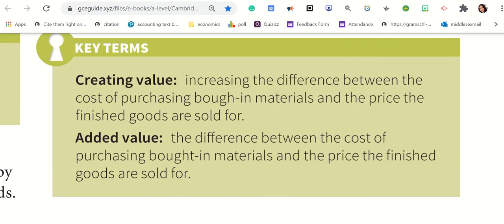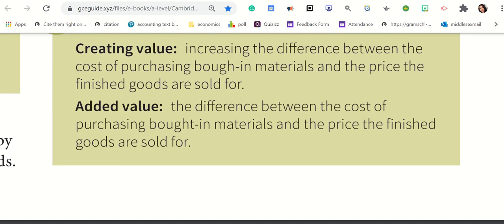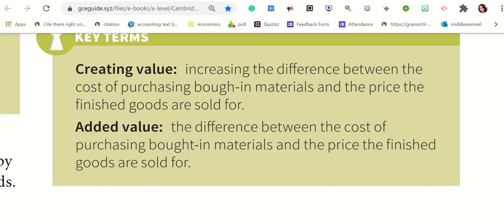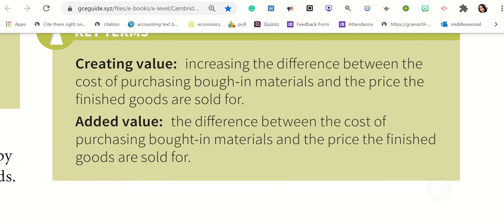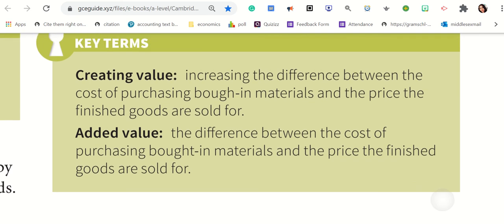So let's have a better understanding of the difference between creating value and added value. Creating value is increasing the difference between the cost of purchasing in materials and the price the finished goods are sold for. What is added value? This is the difference between the bought-in material cost and the price of the finished goods that are sold for. Are you able to identify both the differences?